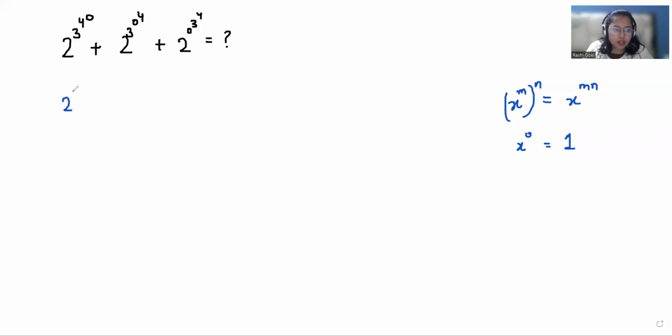So we can write it as 2^3, and 4^0 is 1, plus 2^3, 0^4 is 0, plus 2^0 to the power 3 times 4, by this rule, is 12. Now 2^(3^1) is 2^3, plus 2^1, since any number to the power 0 is considered as 1, and 0^12 is 0, and 2^0, this is 2^0.